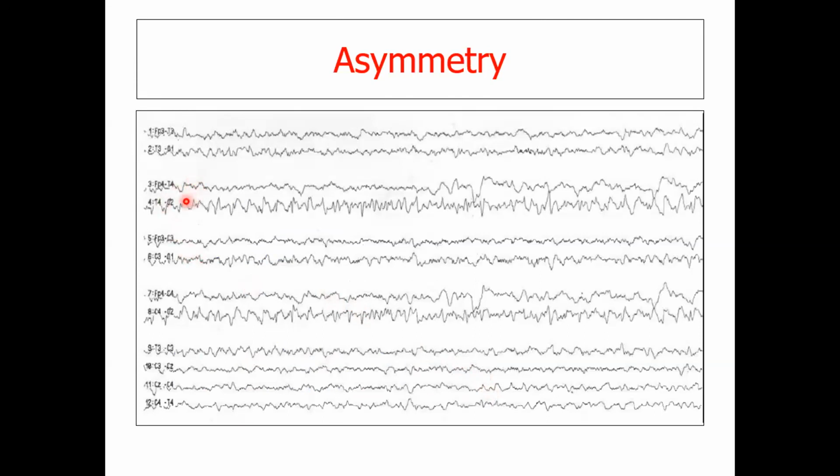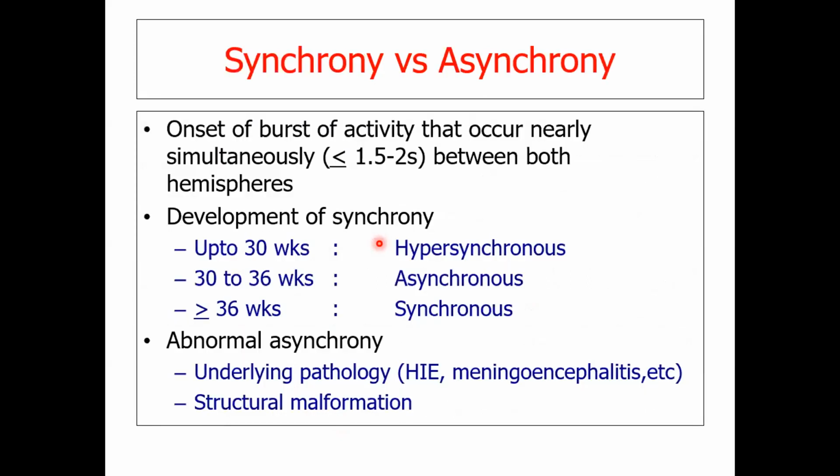Here, if you just focus on O2, unfortunately, I don't have the scale here. If you focus on the O2 and the O1, there is an asymmetry, an amplitude difference. These waves are 50% bigger than these waves, and it continues throughout. The baby had a collection of blood in the occipital area, which has been shown on the left. Then comes the term synchrony.